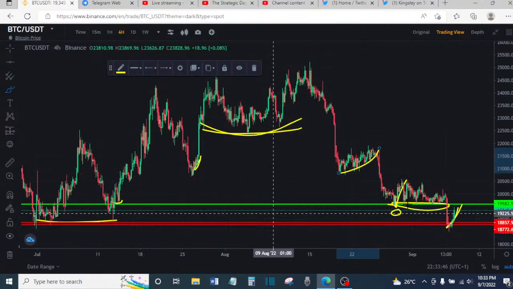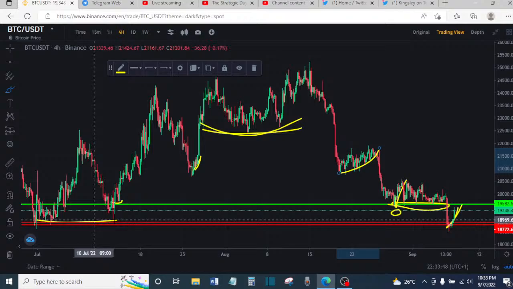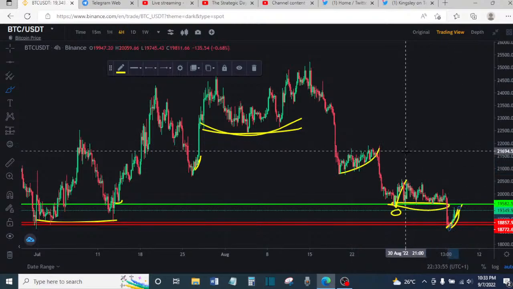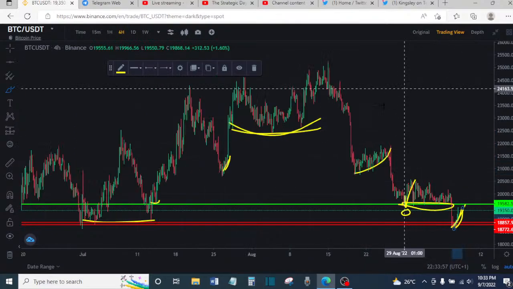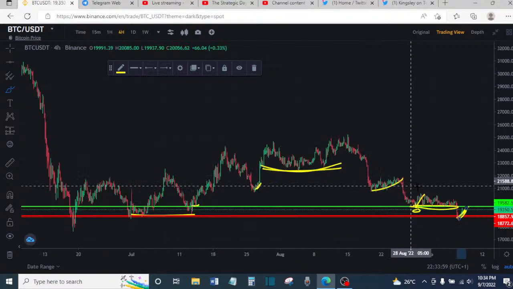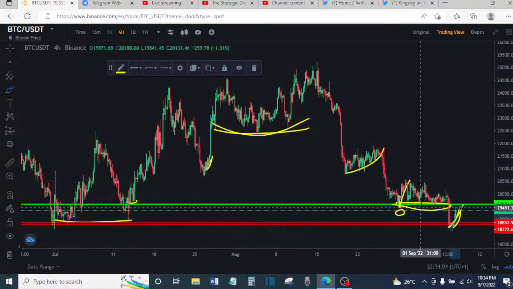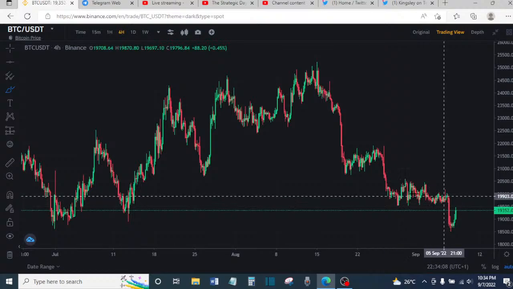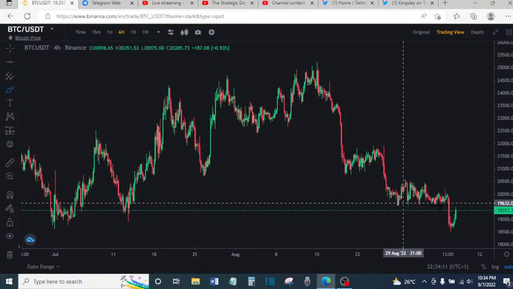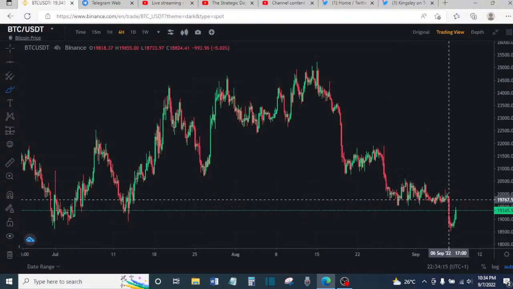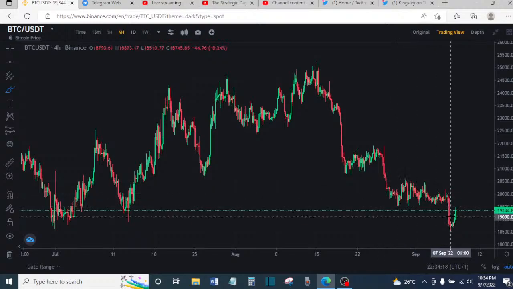So the same thing is happening here too. After the takeout of this area, we have a bounce. I've already explained what has happened in this area. Like I said, you should always wait for the structure to happen. It is very important that you wait for the structure to happen. Once the structure has happened, then you can know where the money is.